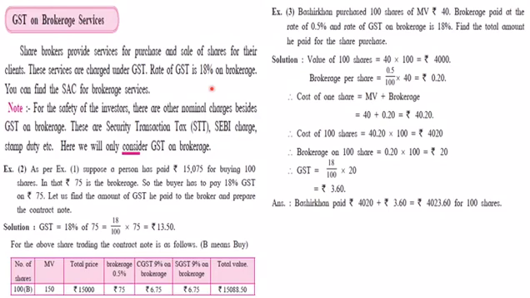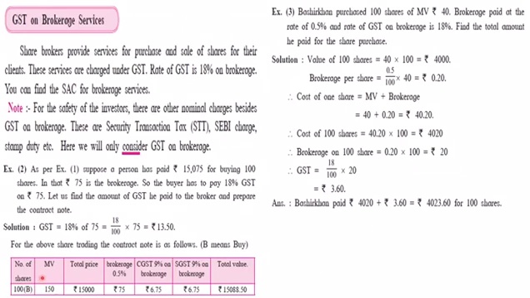Study the example. As given in the previous example, suppose a person has paid rupees 15,075 for buying 100 shares. In that, rupees 75 is the brokerage. So the buyer has to pay 18% GST on rupees 75. Find the amount of GST he paid to the broker and prepare the contract note. GST is 18% of 75. It is rupees 13.50.